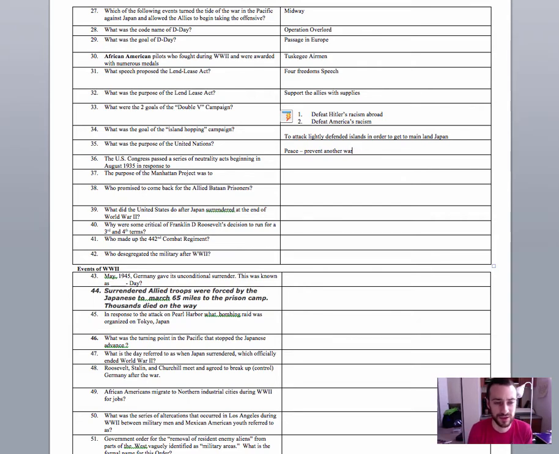Number 36, the U.S. Congress passed a series of neutrality acts beginning in August 1935 in response to this question. I think it is not on the test. I think I took it out because we didn't talk about it a lot. But for this one, just put America's anti-war sentiments. We'll see. I don't know. I think I took it off. I'm not sure. But if I did not take it off, that's going to be the answer. A lot of students put like the invasion of Poland, but that did not happen until 1939, not 1935.